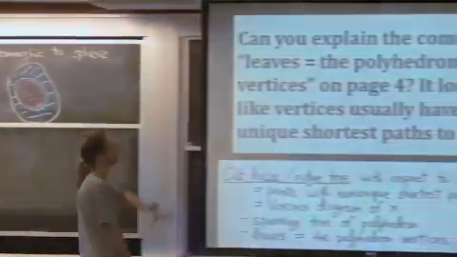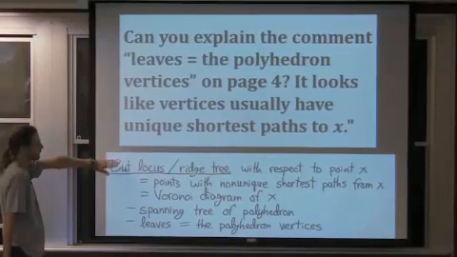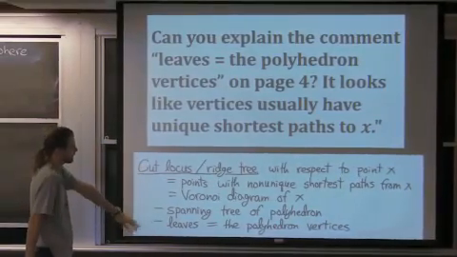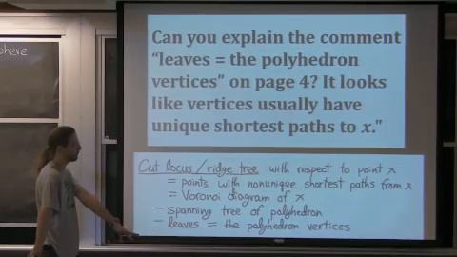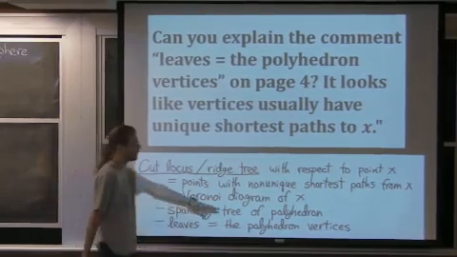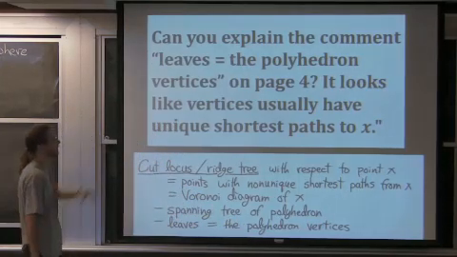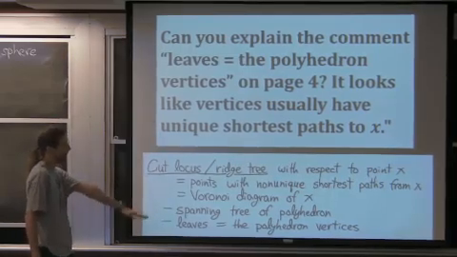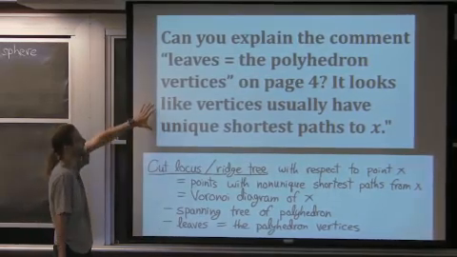Next quick question is, when we're talking about the cut locus and the ridge tree, we drew some pictures. The claim is that it was a spanning tree of the polyhedron, and in particular the leaves of the tree, the degree 1 vertices, are exactly the vertices of the polyhedron. And this, I hadn't actually realized this, but in fact, it depends. It's not really literally true. It's kind of spiritually true.